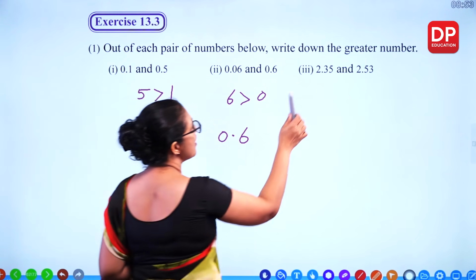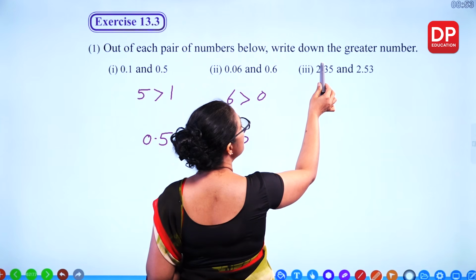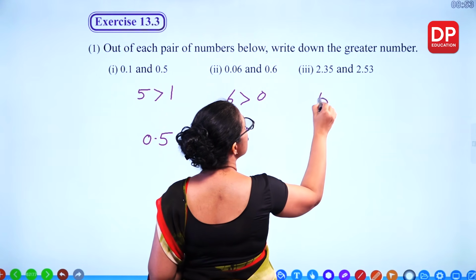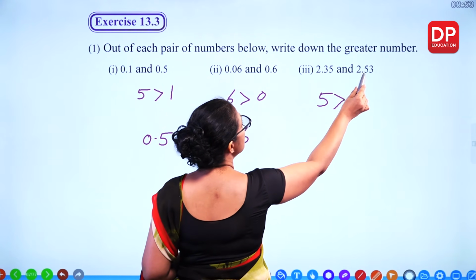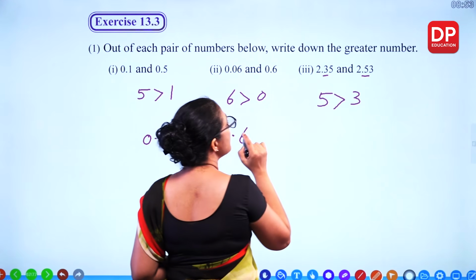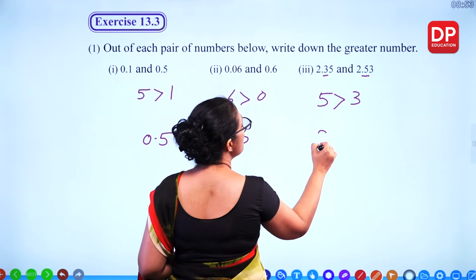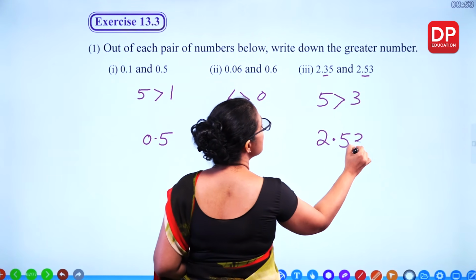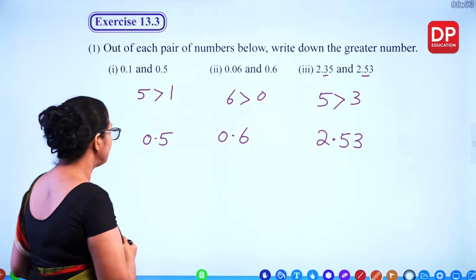So 0.6 is the greater number. Look at this one, ones place, same. Then look at the tens place. 5 is greater than 3. So this digit we are comparing. So that means 2.53 is the greater number.